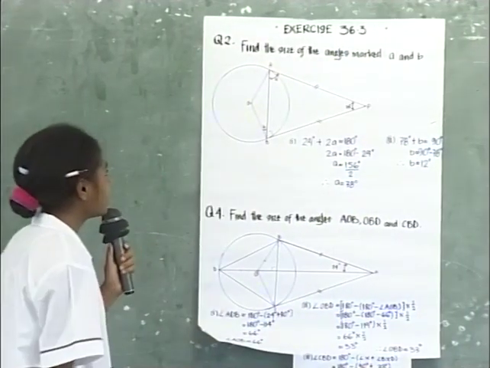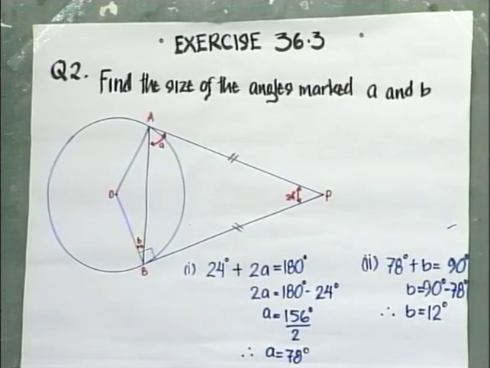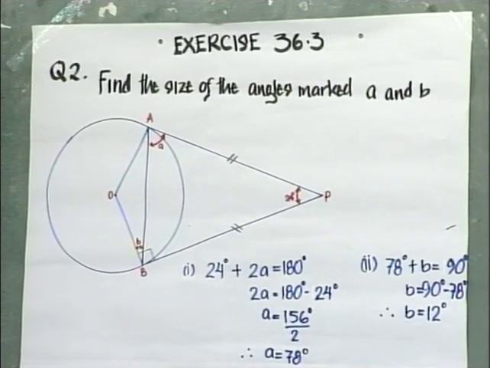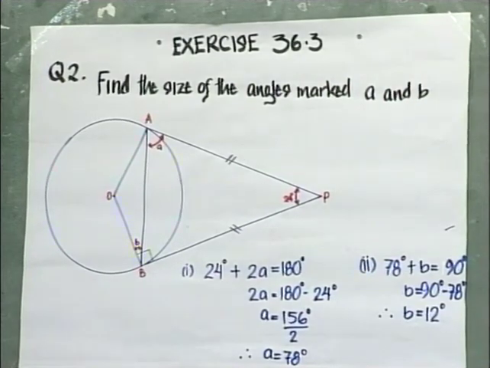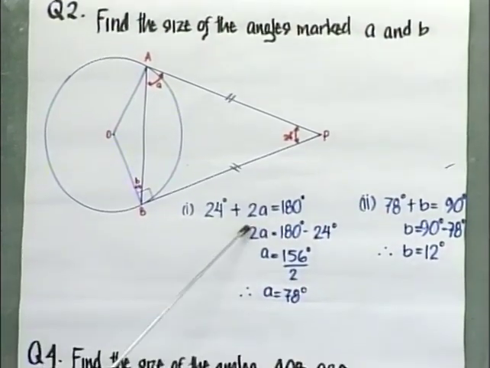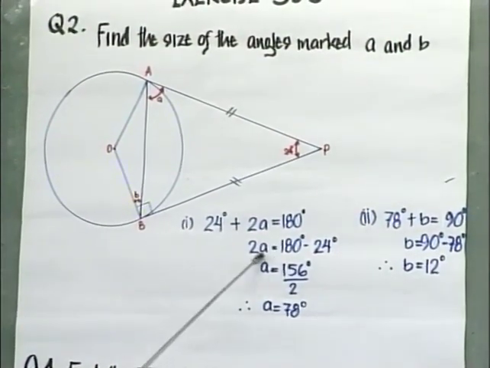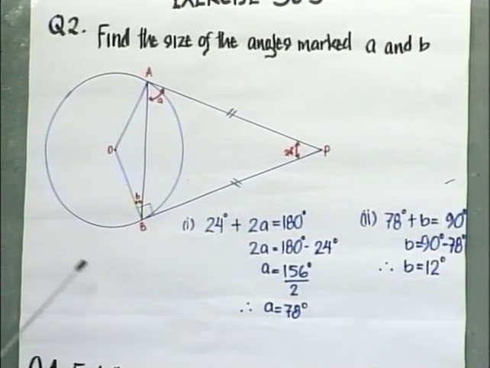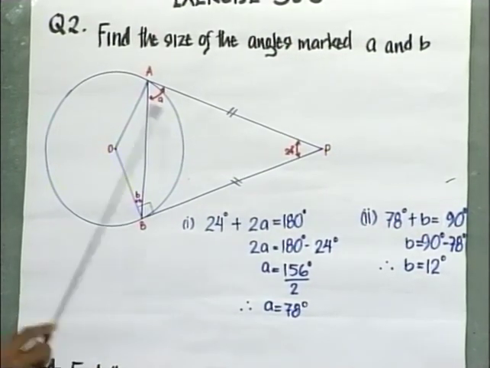Question 2 from the textbook asks us to find the size of angles A and B. To find the size of angle A, as you can see, the two tangents drawn from the point outside the circle are equal, as stated in property number 2. So to find angle A, we use the equation 24 plus 2A is equal to 180, because this is a triangle. So 2A equals 180 minus 24, so A equals 156 divided by 2. Therefore, A is equal to 78, because this is an isosceles triangle.